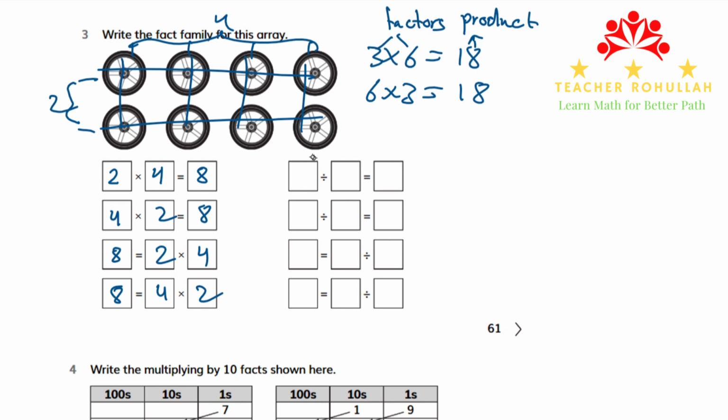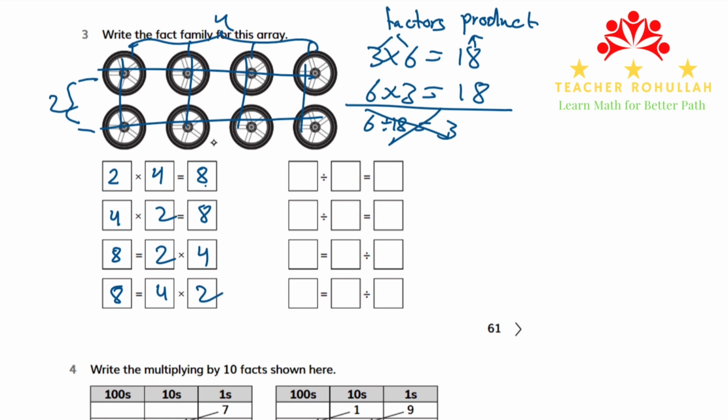On the right side, we have division. Now, we have to divide the product by one of the factors to get the next factor. So according to the fact family, when we divide the product by one of the factors, the answer is the other factor. Now, some of the students make a mistake. For example, 6 times 3 is 18, and they may write like this: 6 divided by 18 equals 3. This is wrong. You cannot divide 6 by 18. You can divide, but it's not up to this level. In this level, you cannot divide 6 by 18.